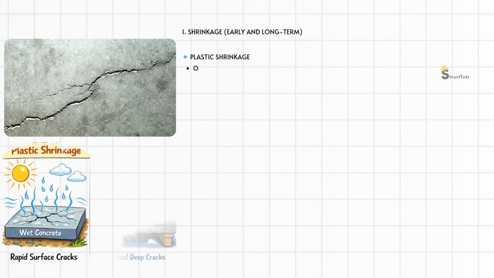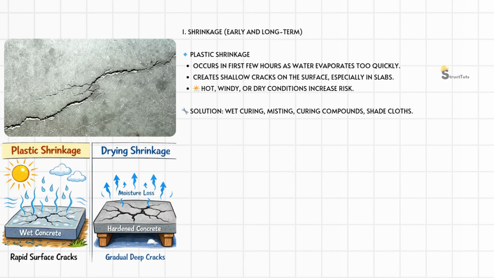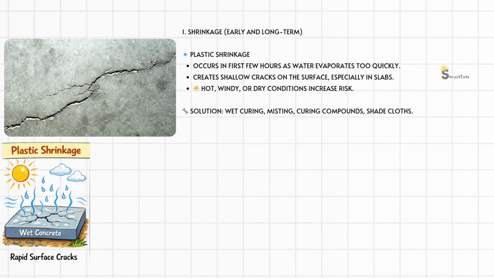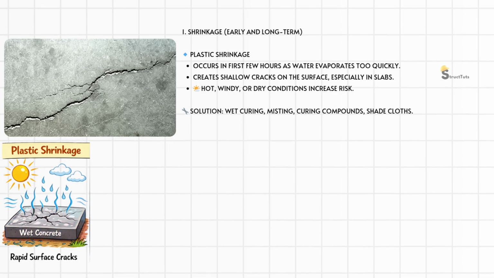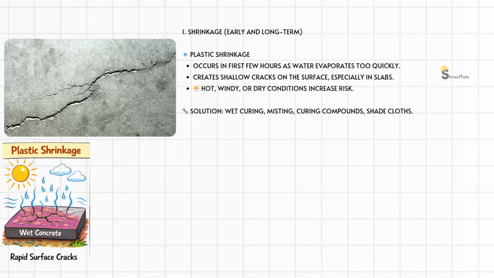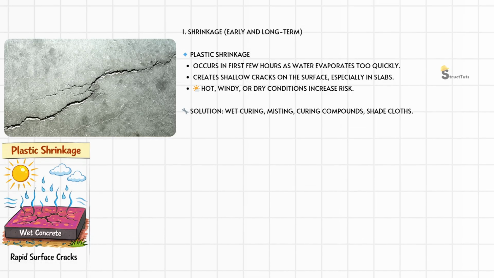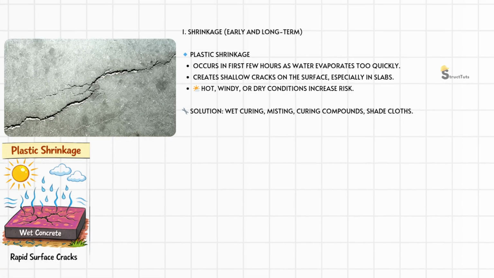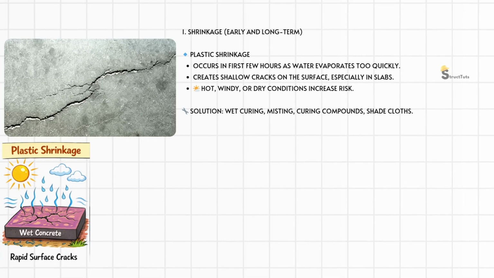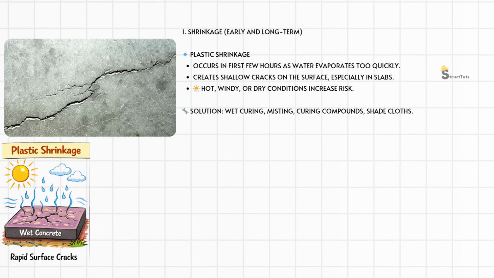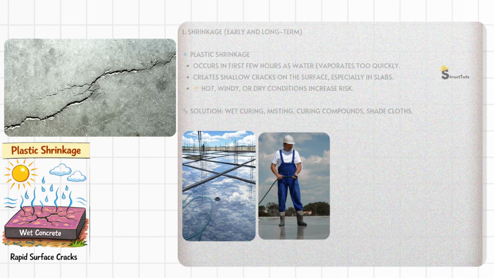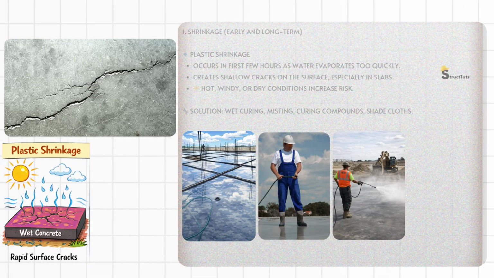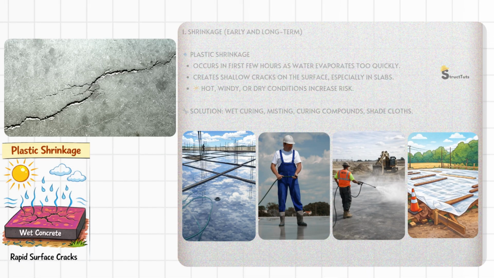Shrinkage in concrete can be categorized into two types: plastic shrinkage and drying shrinkage. Plastic shrinkage occurs within the first few hours after placement when water evaporates too quickly, leading to shallow surface cracks, especially in slabs. This is more likely in hot, dry, or windy conditions. To prevent it, methods such as wet curing, misting, using curing compounds, or applying shade cloths can be used.